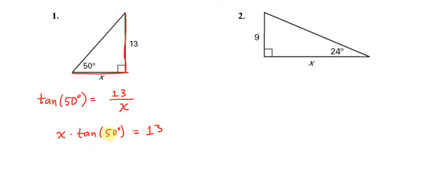Now, the tangent of 50 degrees is just a number. It's some ratio that we've already figured out. So rather than figuring out that number right now, I'm just going to leave it as is, solve the rest of the problem. So x will be equal to 13 divided by the tangent of 50.